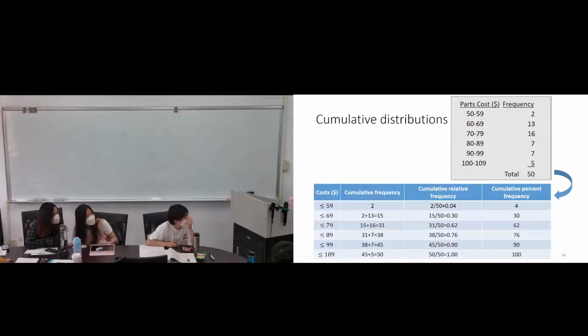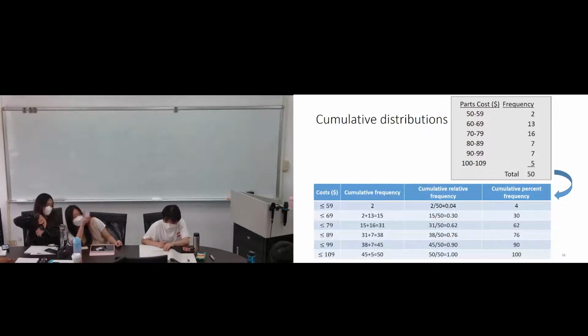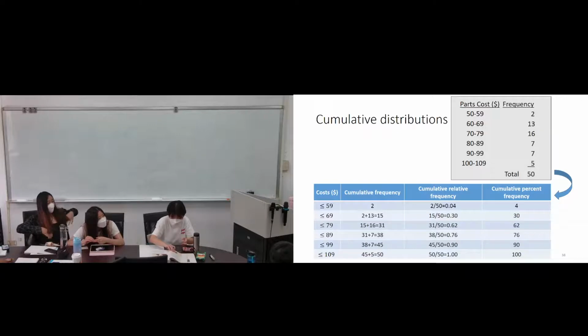Then we divide it by 50. 0.62. In percentage, that's 62%. And then the fourth class. In the fourth class, the upper limit is $89. All the 50 tune-up costs are under $89.